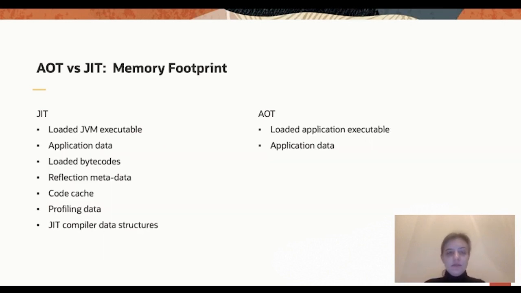Native image also makes a big difference in terms of memory footprint. When you're running in JIT mode, you need to keep memory around for things like the JVM executable, application data, and so on. If you're running in native image mode, you only need memory for the executable and the application data.